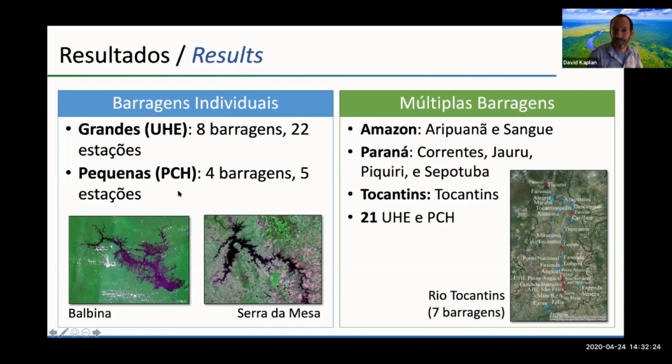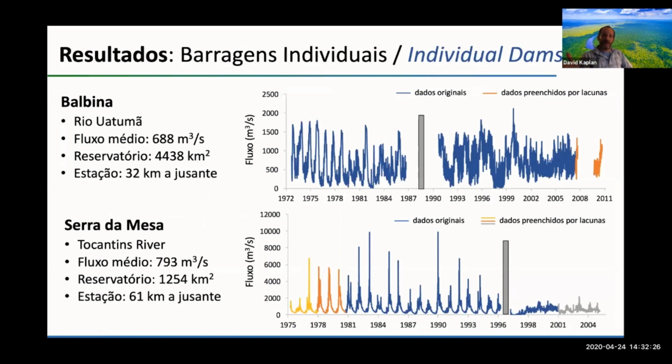able to look at. The first thing is, let's look at the hydrographs for these two stations downstream of these 2 dams. Balbina on the Rio Uatumã on the top and Serra da Mesa on the Tocantins. Each of these figures is just showing flow over time before and after the dam. These are useful for comparison. They have very similar median or mean flows, 600, 700, 800, but they have very different hydrographs. We can begin to see how dams affect each of these rivers in a very different way.